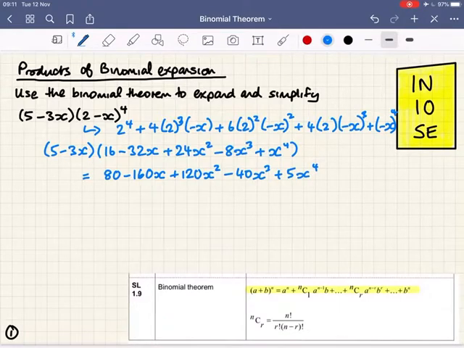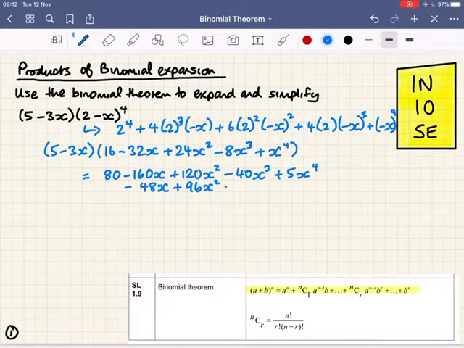And then I'm going to multiply everything now by minus 3x. So my first multiplication, minus 3x times 16, will give me minus 48x. So I'm going to write that in the x's column. And then let's keep going with this. Minus 3x times minus 32. And minus times a minus is plus. So this will be plus 96x squared.